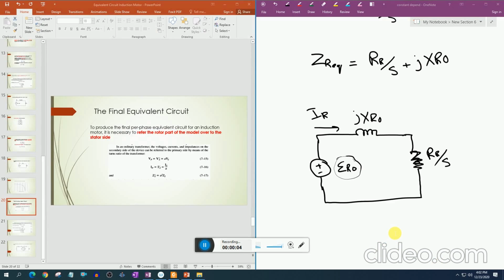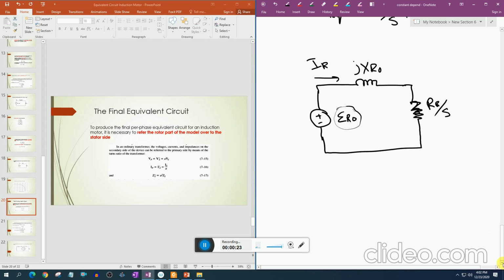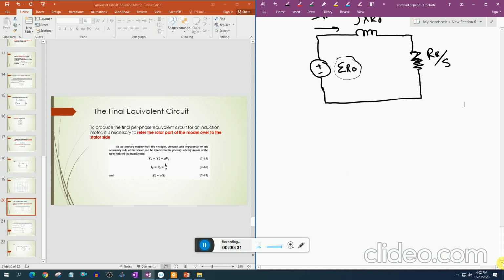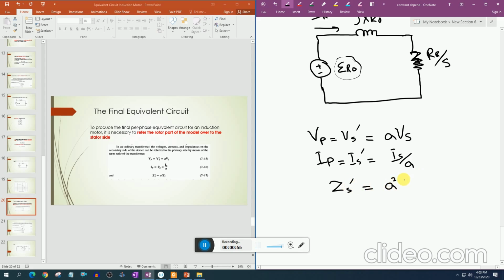Now at the end we are going to derive the final equivalent circuit of an induction motor. To produce the final per phase equivalent circuit of an induction motor, it is necessary to refer the rotor part of the motor model over to the stator side. Same as we did in the transformer, where we referred the secondary side towards the primary side. In the transformer, we already studied that V_P = V_S' = aV_S. This is the secondary side referred towards the primary, and I_P = I_S' = I_S over a, and Z_S' = a^2 Z_S. We already derived these equations.